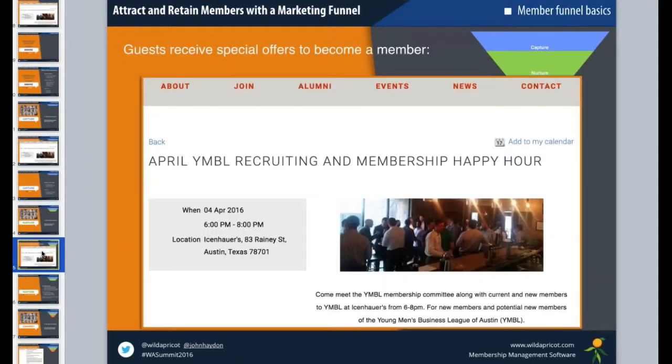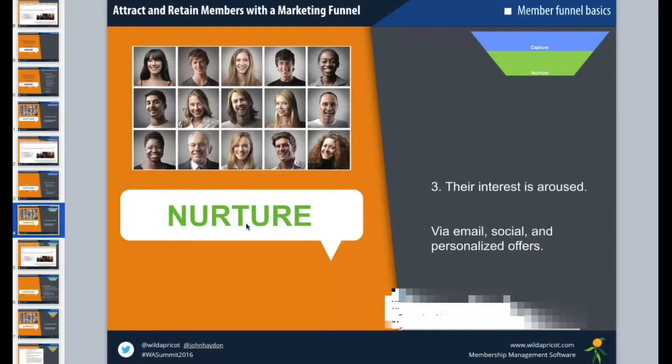And then the guests during this phase, which is going to happen largely by email, because you have their email address, you're able to send them messages, a few messages via a drip campaign.